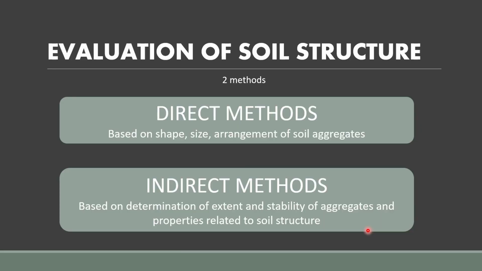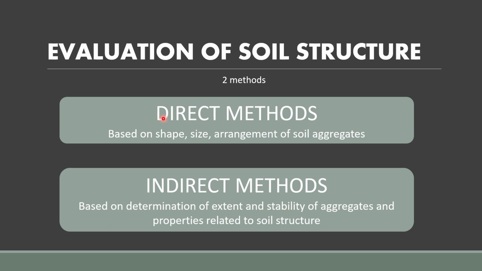So first we will see the evaluation of soil structure: how we measure the soil structure, the type of aggregates or amount of aggregates present in the soil. We have two methods, direct method and indirect method. The direct method is based on the shape, size and arrangement of soil aggregates, while indirect methods are based on the determination of extent and stability of aggregates and properties related to the soil structure.